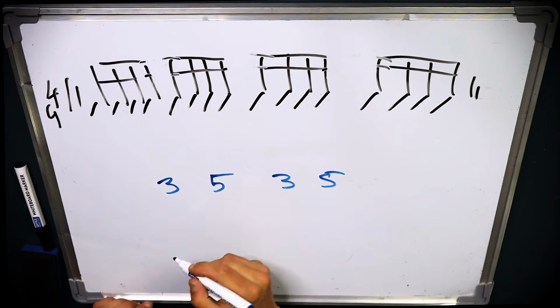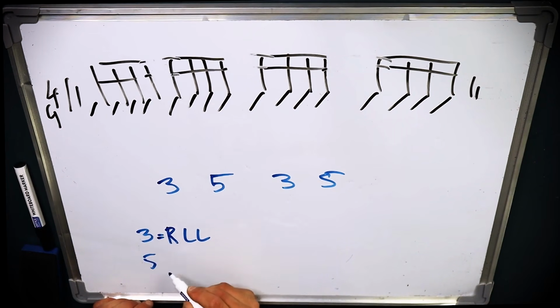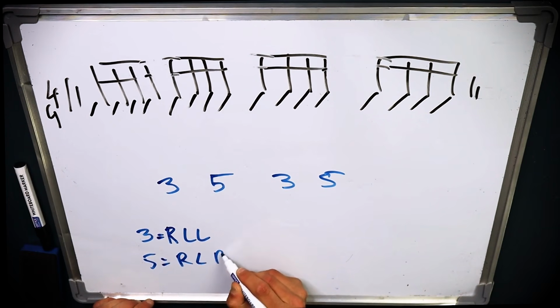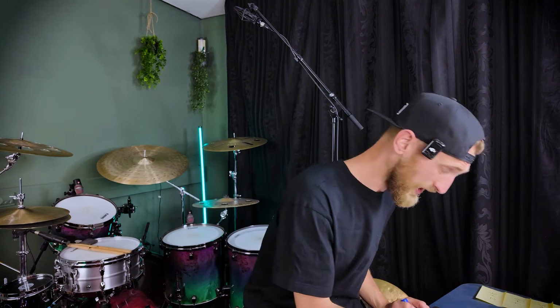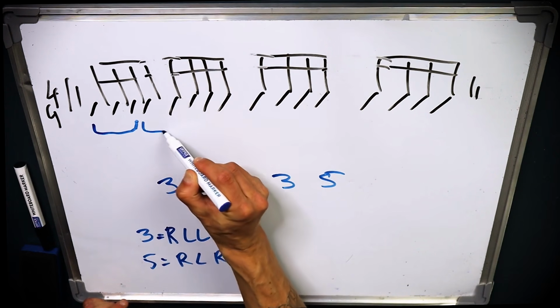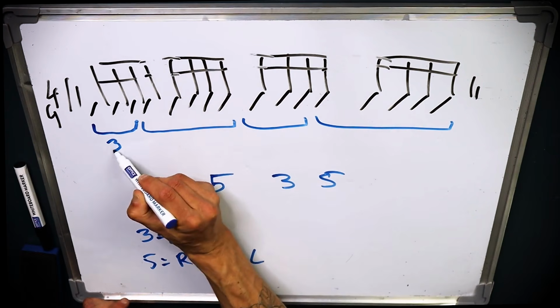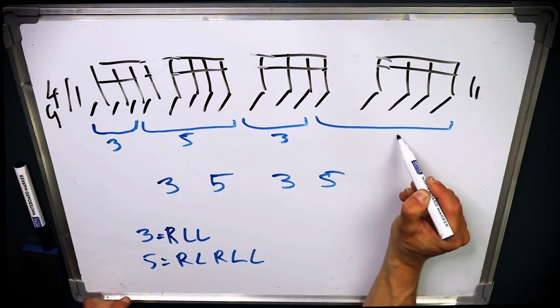It's super easy. The group of 3 is going to be right, left, left. And the group of 5 is going to be right, left, right, left, left. So nothing fancy, just singles and doubles. It's just how we play it. So we're going to play 3, 5, 3, 5. That's how it's going to look in a fill setting.